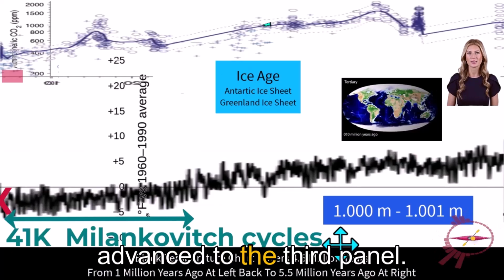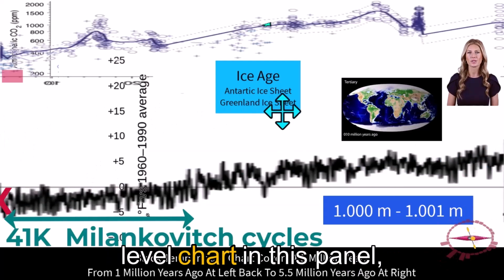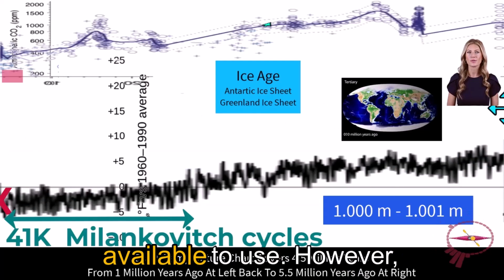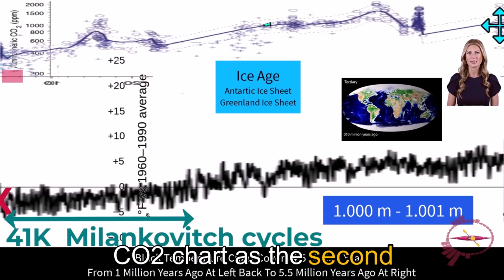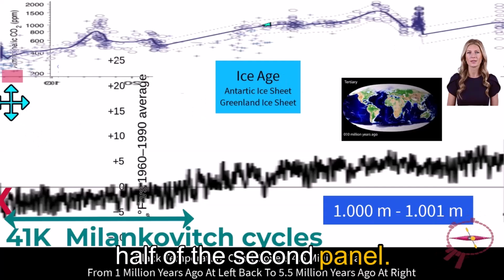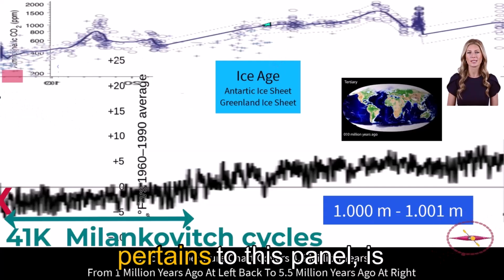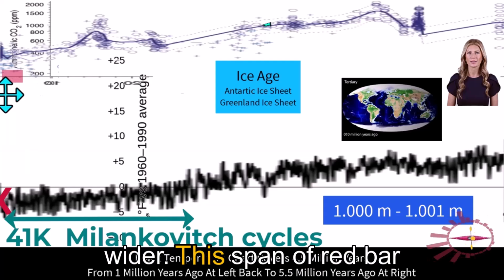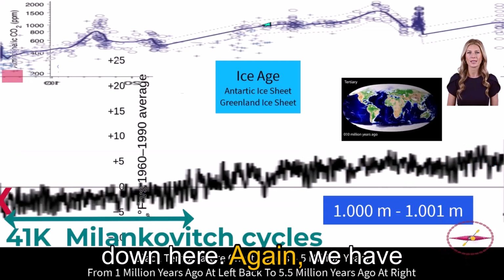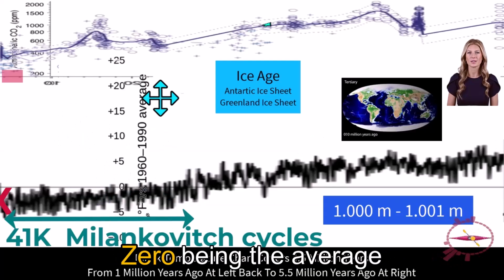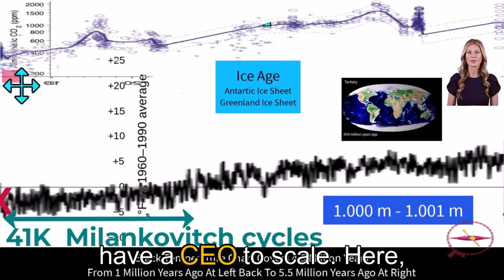Here, we've advanced to the third panel. Note the temperature graph is in black. There is no sea level chart in this panel because there was no chart available to use. However, we are looking at the same CO2 chart as the second half of the second panel. Note, however, that the red bar which is indicating the period of this graph that pertains to this panel is wider. This span of red bar equals the span of the entire temperature chart down here. Again, we have a temperature scale here, 0 being the average from 1960 to 1990, and we have a CO2 scale.